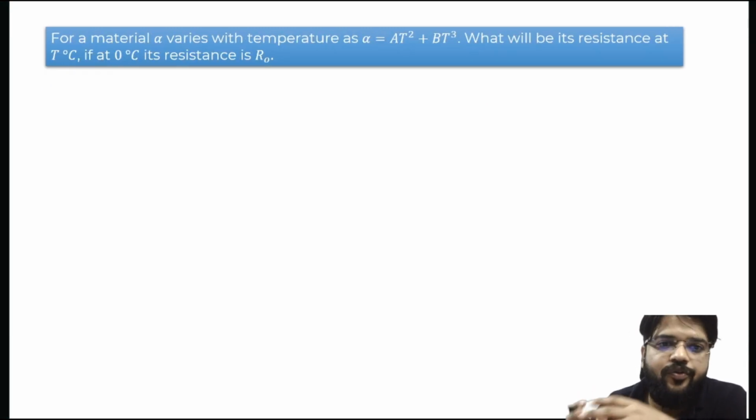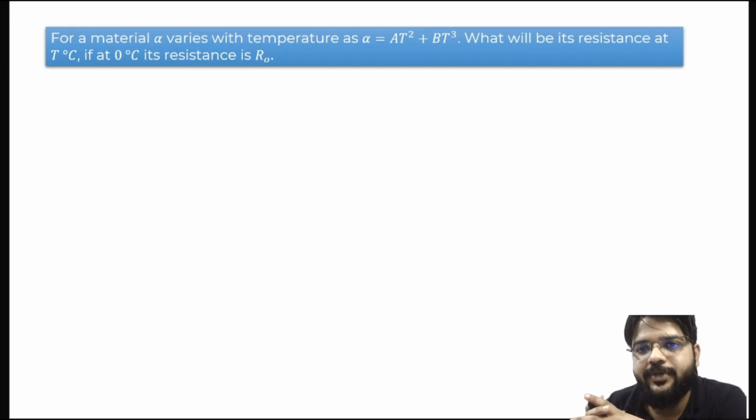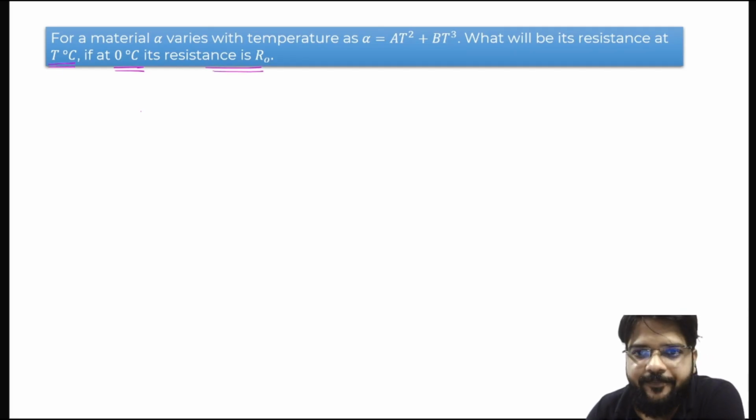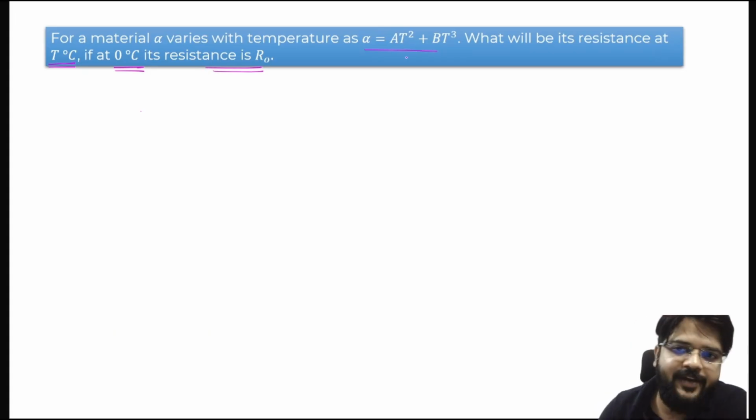Let's see the next question. For a material, alpha varies with the temperature as alpha equal to AT square plus BT cube. What will be its resistance at T degrees Celsius if at 0 degrees Celsius the resistance is R naught? So at T degrees Celsius we want the resistance here. And alpha is non-constant, it is a function of temperature here, it is varying.